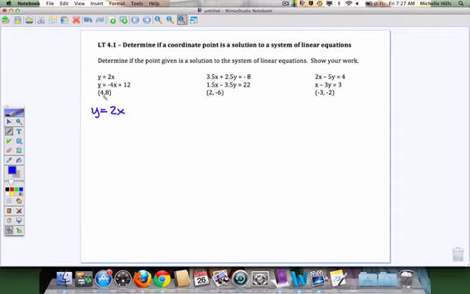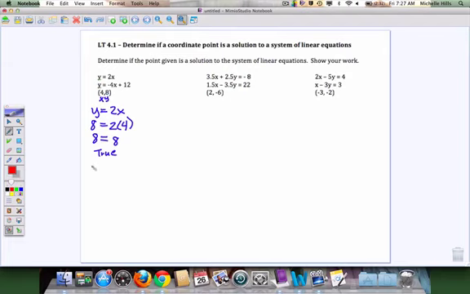Inside this ordered pair, I have an x and a y. So I substitute the 8 in place of the y and the 4 in place of the x, and I simplify both sides of the equation. Well, the left side of the equation is just 8, so I can't simplify it. 2 times 4 on the other side is 8. So that's a true statement, which means if I graph this line, this point is on that line. Now, it's not the point of intersection unless it's on both lines.